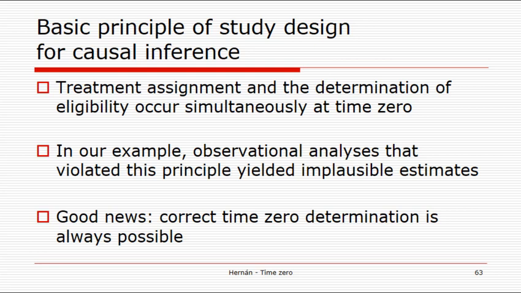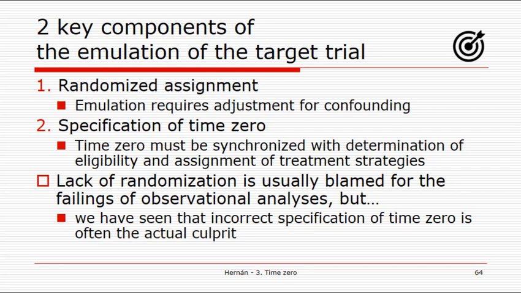So the point here is that we can always choose a time zero that is correct. And only by doing that, we're going to improve the quality of observational analysis a lot. We may still have the problem of confounding, and there are many ways of dealing with that, none of them perfect. But just by focusing on confounding only, we may miss the easiest way in which we can improve our observational analysis, which is the correct specification of time zero.